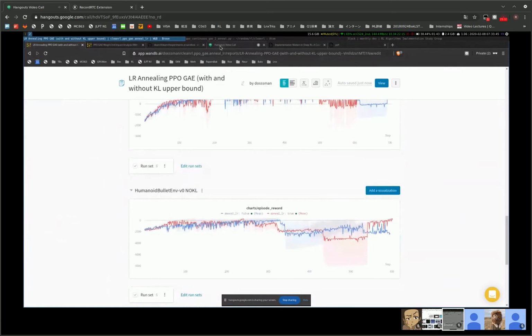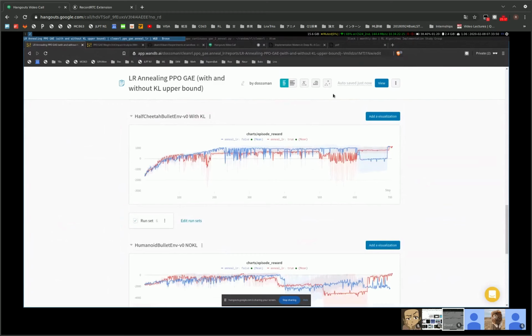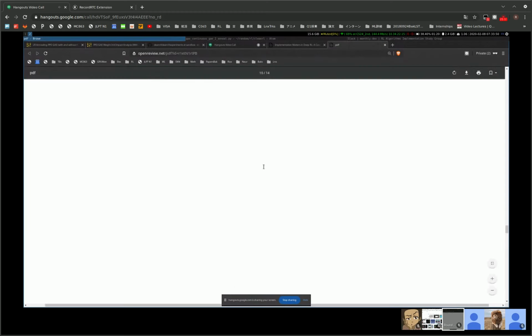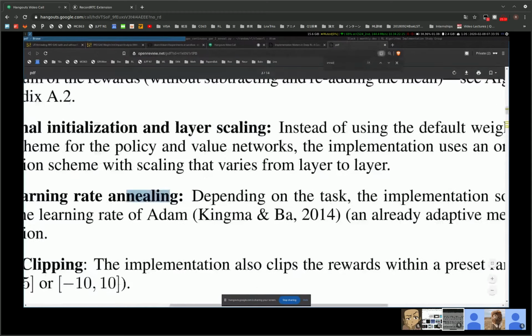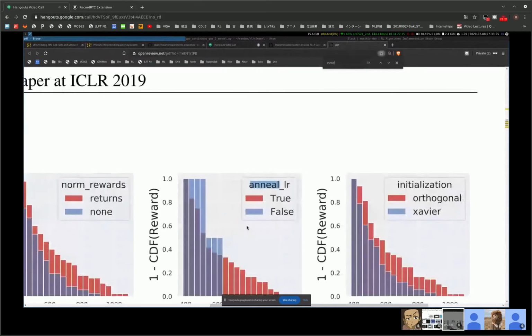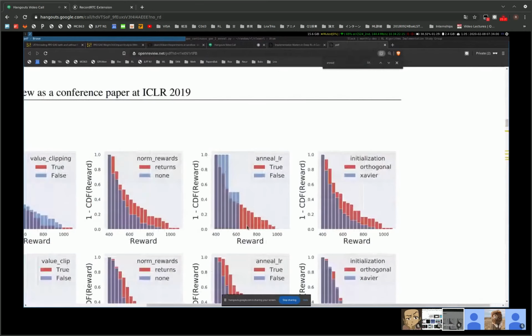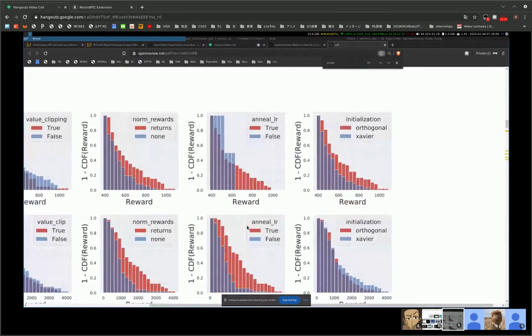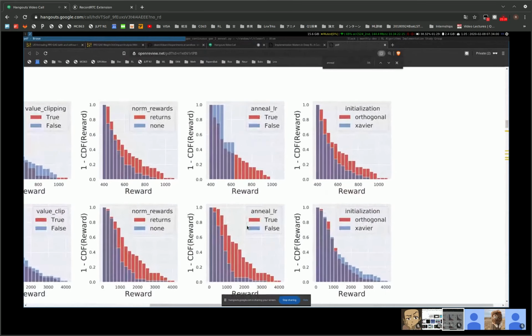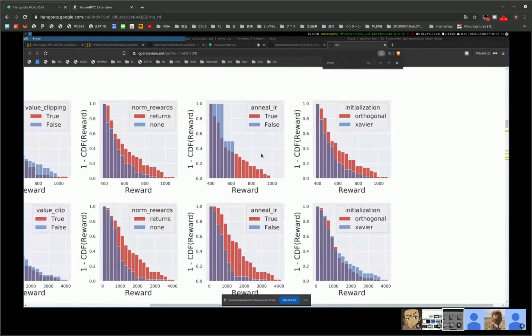Okay, no problem. So here, not much performance improvement. The red one is the one using the annealing, and well, it's pretty close. At some point, it reaches maximum performance, but besides that, not much improvement, unfortunately. I see.